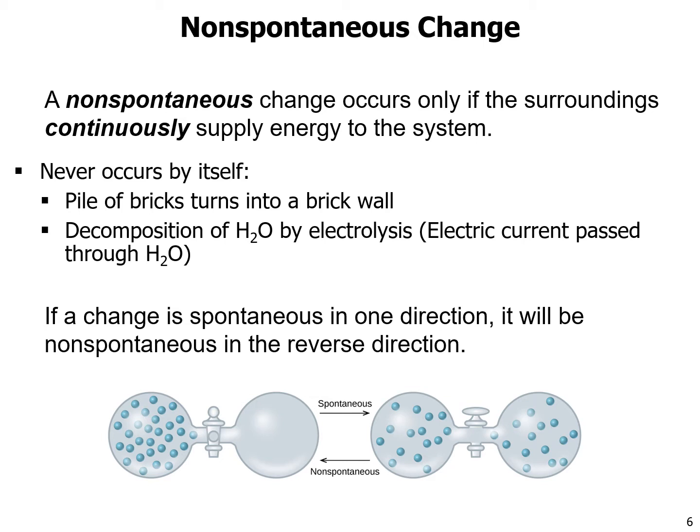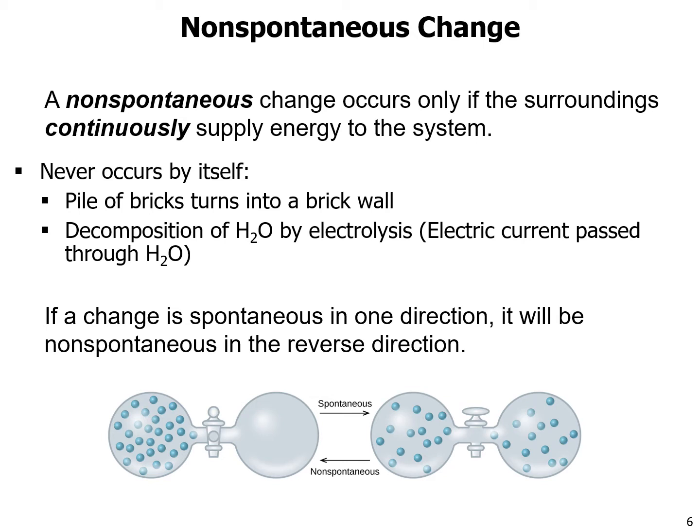Example, decomposition of water by electrolysis. So water just by itself, if I take some water and place it in a glass or a container, it's not just going to suddenly convert into hydrogen gas and oxygen gas, right? This decomposition of water only happens by electrolysis. So you have to supply electrical energy or some form of energy to dissociate water into its components, right? So that kind of process, which continuously requires a supply of energy, are non-spontaneous changes.